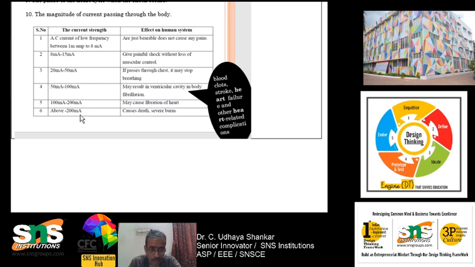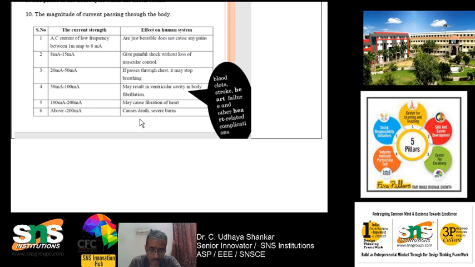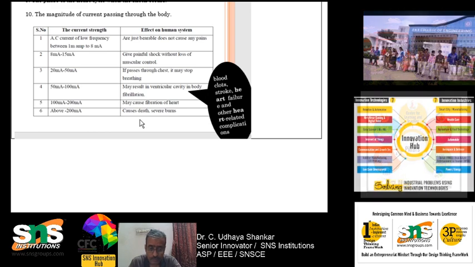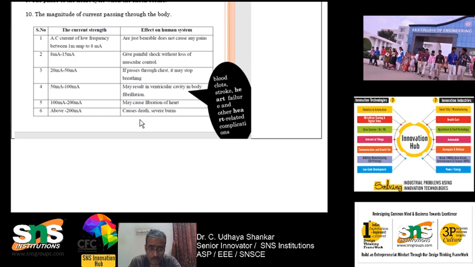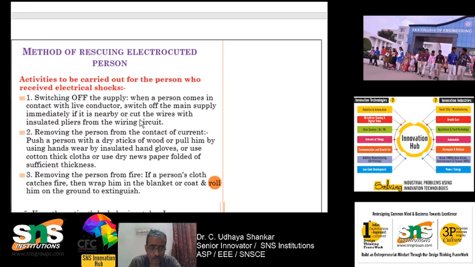And if it is above 200 milliamps, it will cause death. So above 200 milliamps, 100% it will lead to death only. So we have to be very cautious of 100 milliamps of current, and above 100 or above 200 milliamps of current. Okay, so that's all for the magnitude of current.